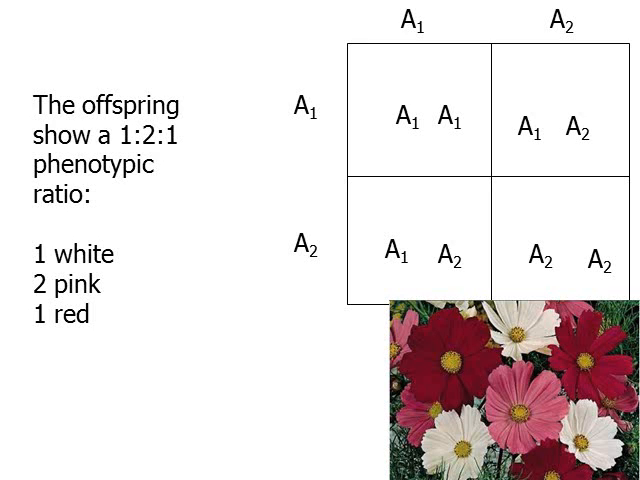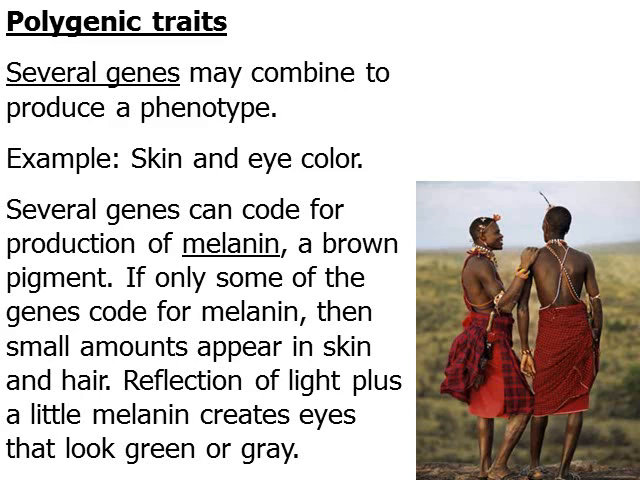Well, here it is. The phenotypic ratio, all that means is the expression of the genes. Remember, phenotype is physical expression, is 1 to 2 to 1. 1 white, 2 pink, 1 red. Classic incomplete dominance cross.